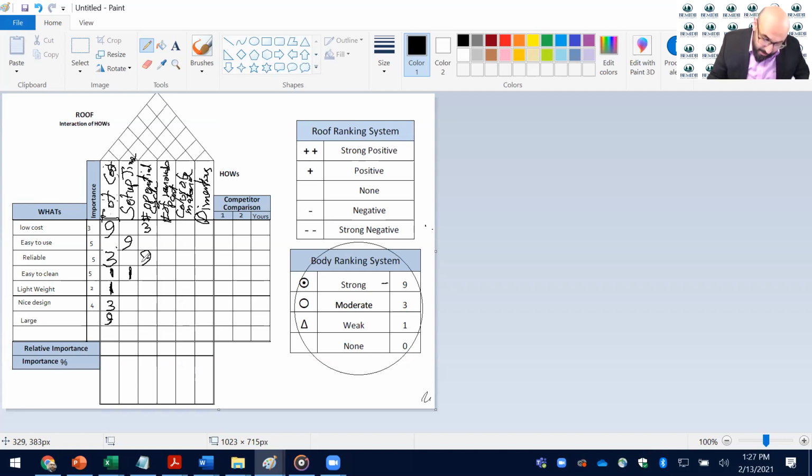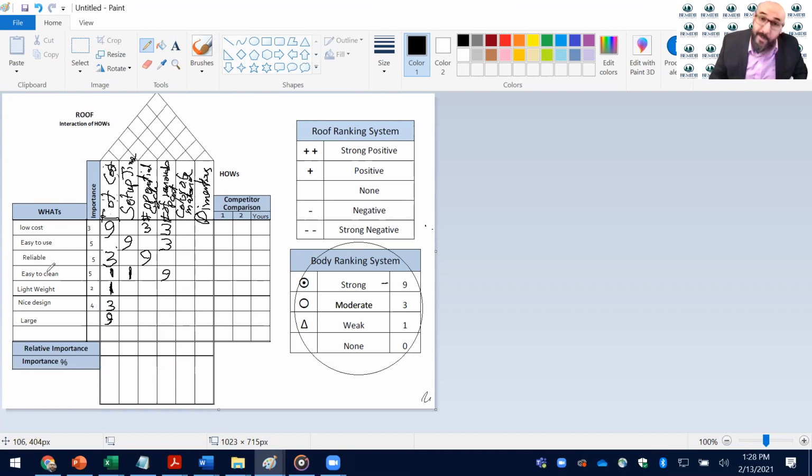Now moving into the number of removable parts. Number of removable parts and low cost. There could be some cost, so I'm going to make it a 3. Ease of use and number of removable parts. I think maybe there's some relationship, so I'm going to make it 3. And that's why you need, again, a team to have a conversation and discussion on these characteristics. Number of removable parts and easy to clean, that's very strong, so I'm going to make it 9.